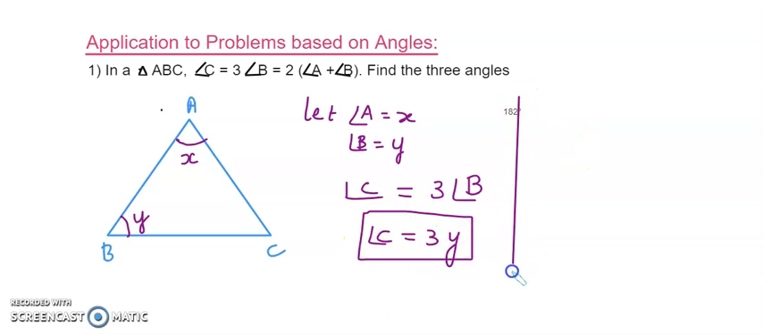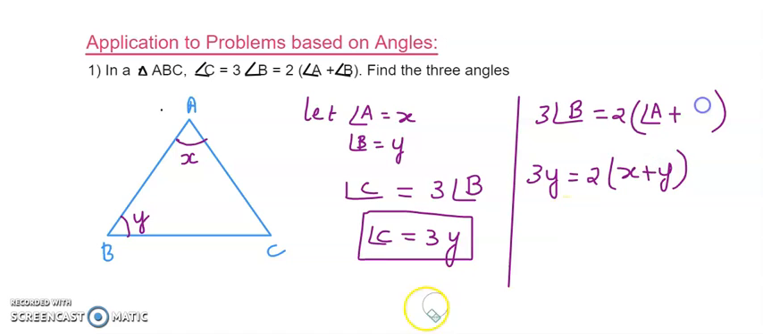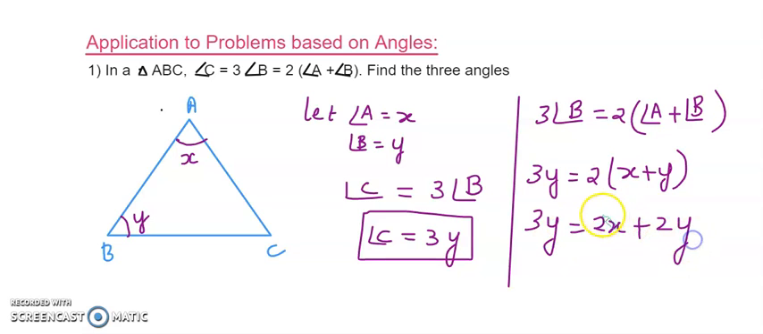Let's take the next part of the same equation. 3 times angle B is 2 times angle A plus angle B. Now we are going to create a relation between X and Y. So 3 times Y, because angle B we supposed as Y, equals 2 bracket, what is my A? X. And what is my B? Y. So X plus Y. Correct? So what should we do now? We'll open the bracket on the right side, so it will become 2x plus 2y. So 3y equals 2x plus 2y. Let's shift the 2y to the left. Will it be added or subtracted? Yes, it will be subtracted.